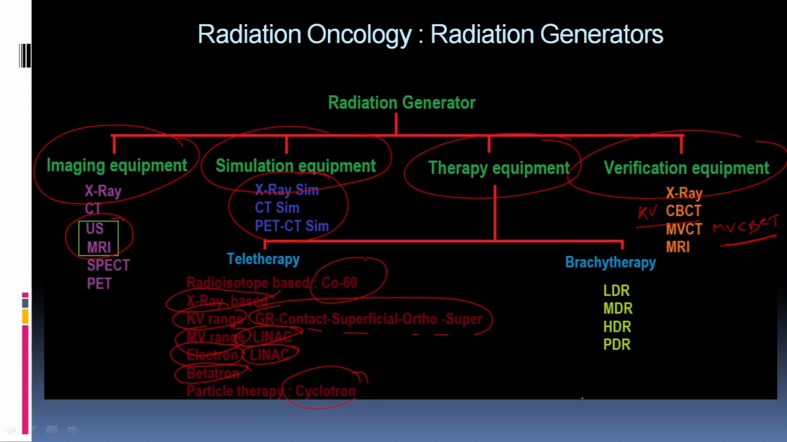In brachytherapy, meaning short distance therapy, we treat the target volume in very close proximity or within the target volume. We can insert the radioisotopes. They are classified according to the dose rate. There are various types: LDR, MDR, HDR and pulse dose rate.